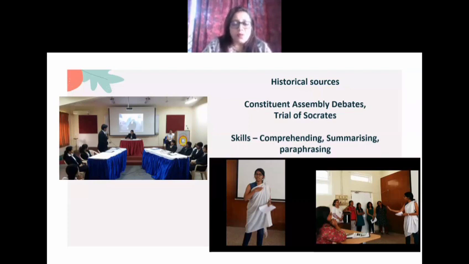On the top corner left side, what you are seeing is a Constituent Assembly debate. I had opted this time for Article 21 of the Constitution, and I think on the monitor behind, you can see on the screen it is Alladi Krishnaswami Iyer, if I'm not mistaken. As each student is talking, the character they are depicting was shown on the screen so that we also get familiar with these historical figures, the members of the Constituent Assembly. And they are bringing out that speech.